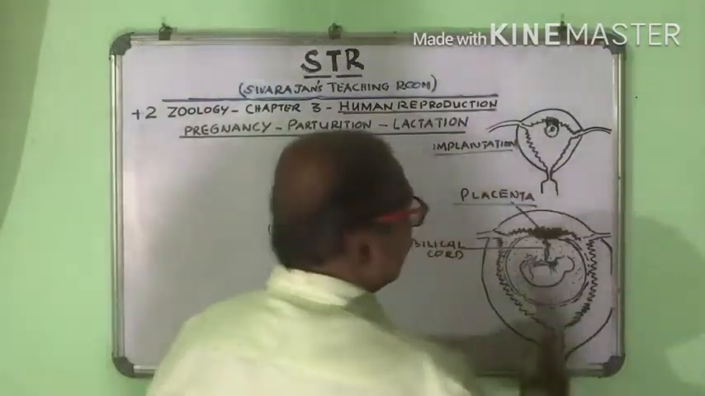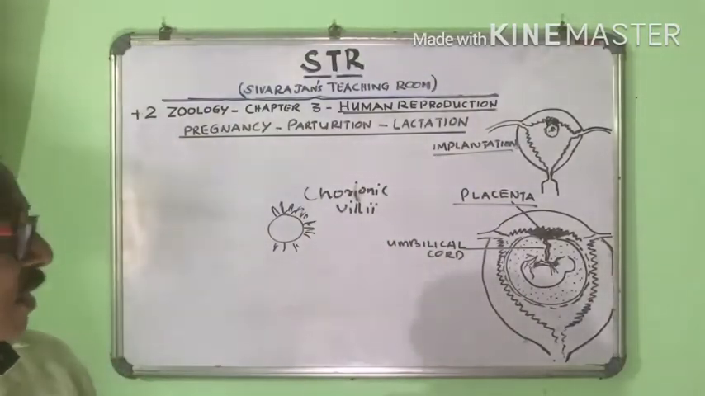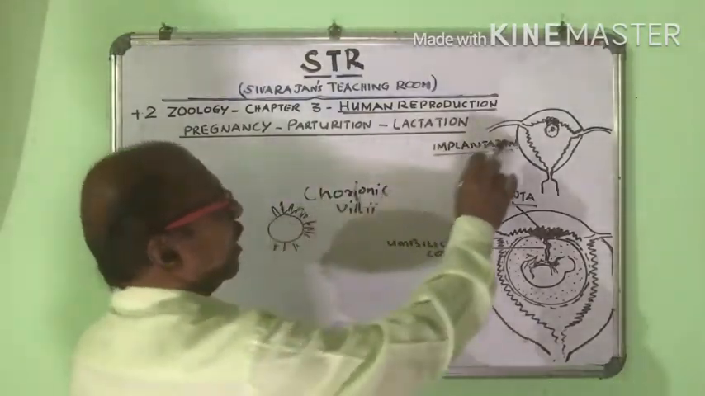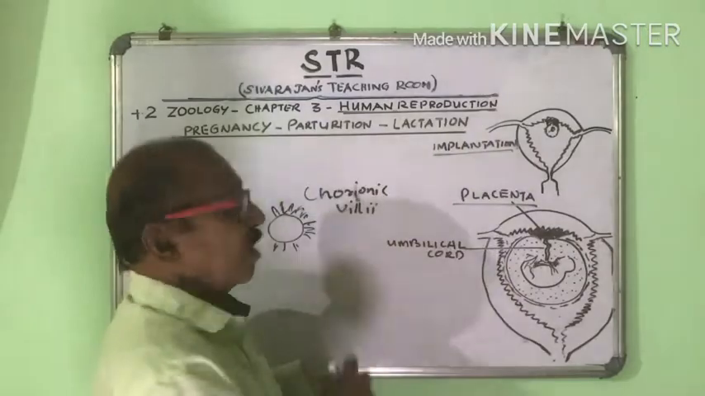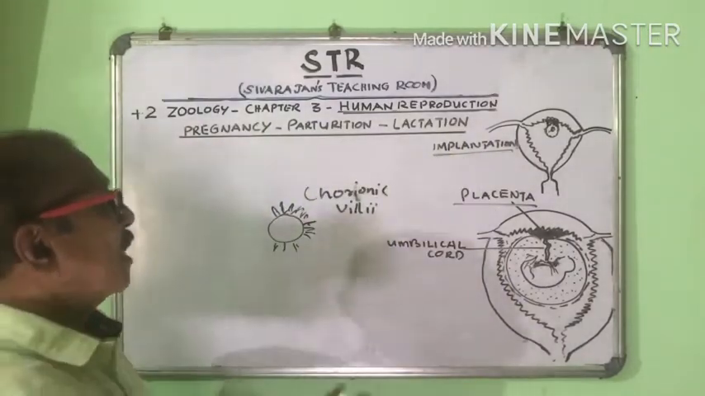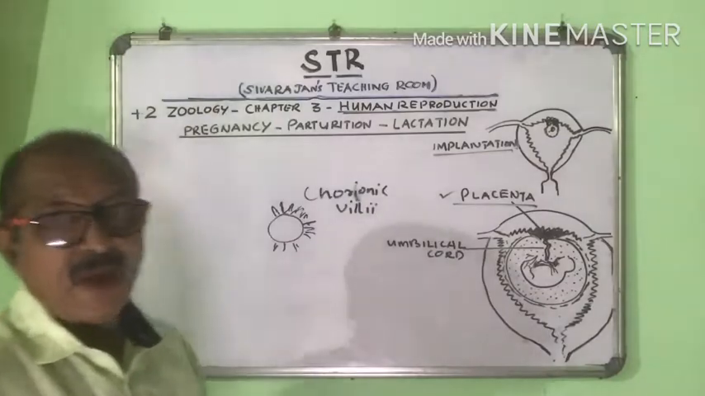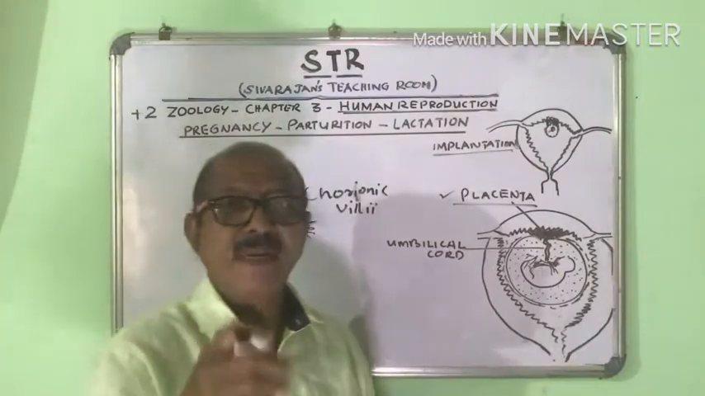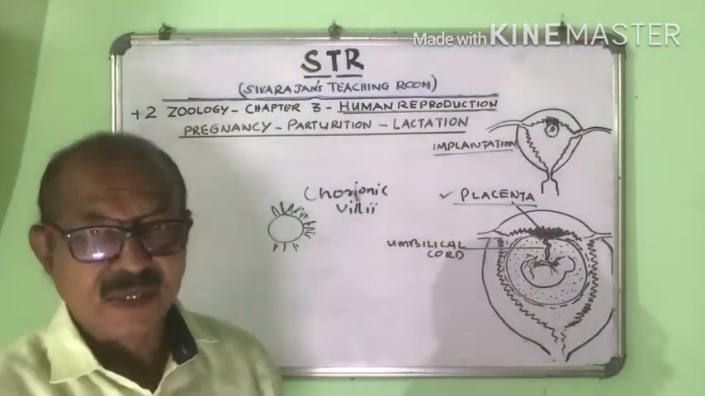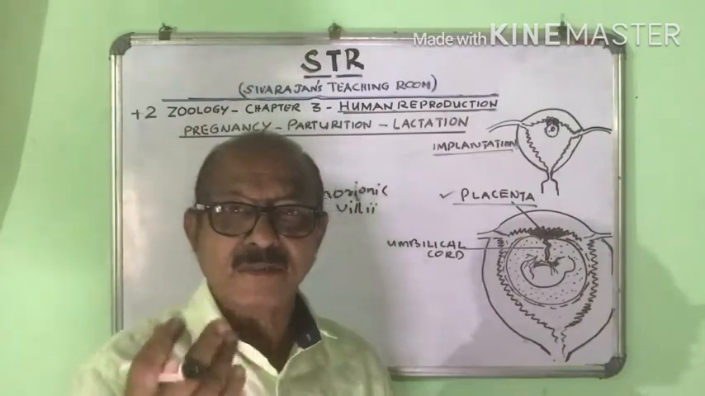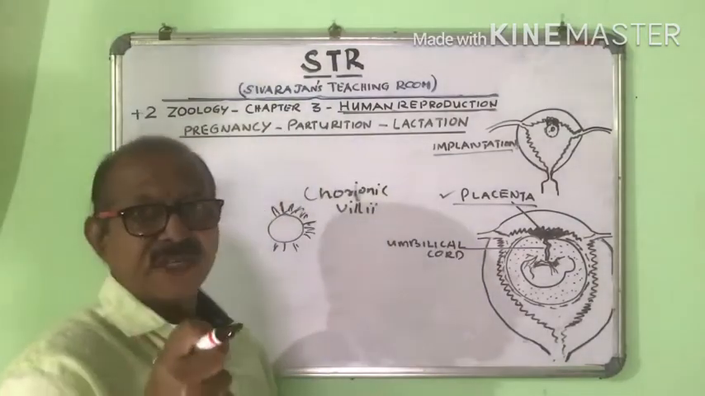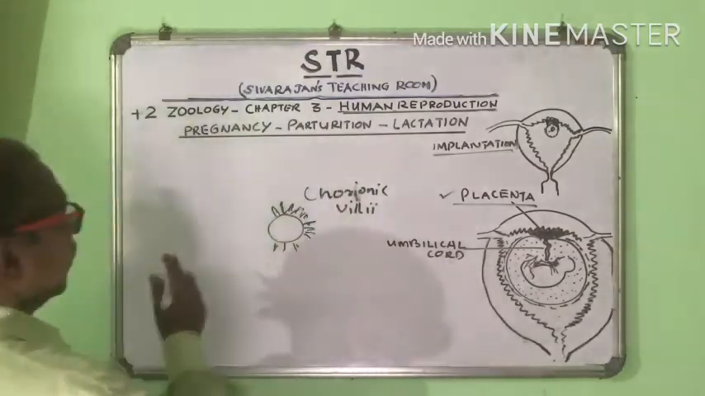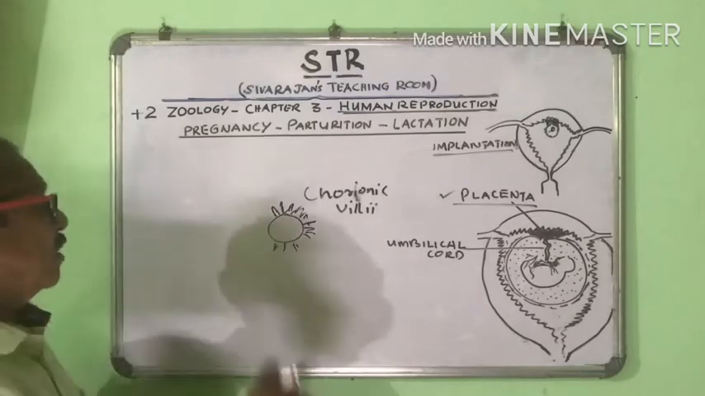So what is the placenta? The placenta is the structure that develops from the integration of the chorionic villi and the tissue of the endometrium. So after implantation, the placenta develops. Placenta is the physical connection between the maternal body and the fetus. Maternal means mother. We will see what the functions of the placenta are.